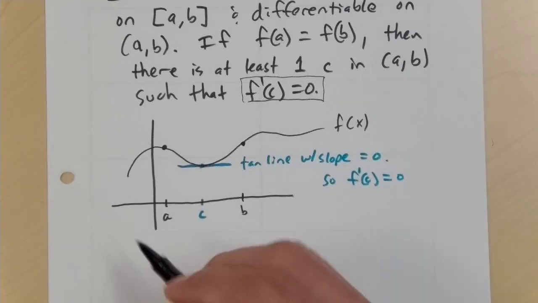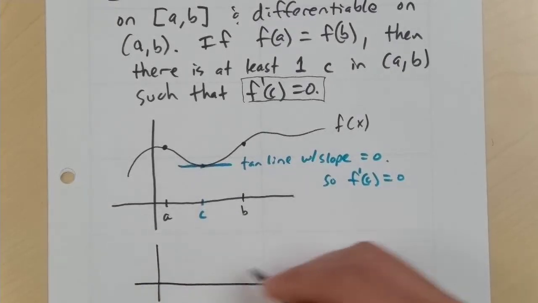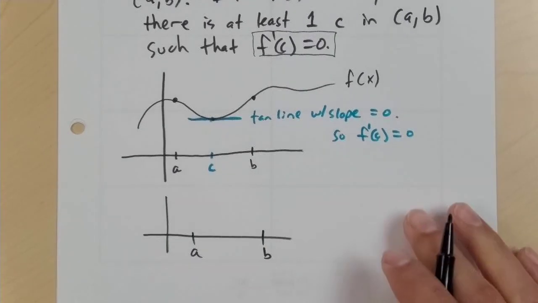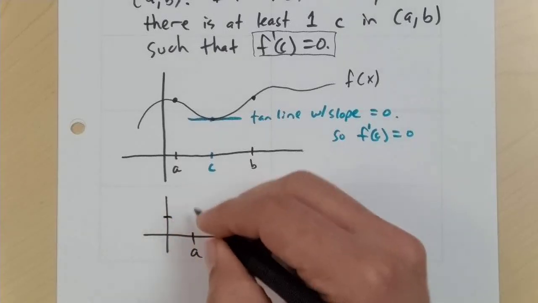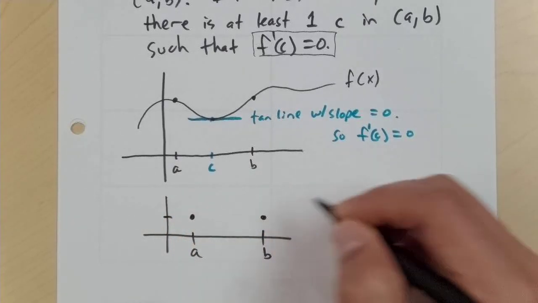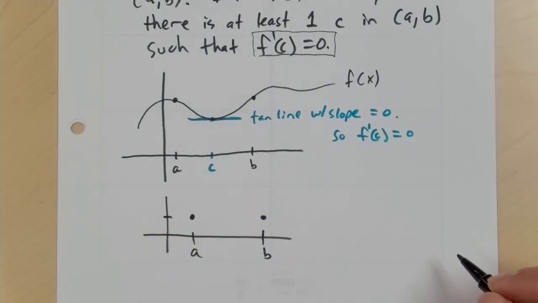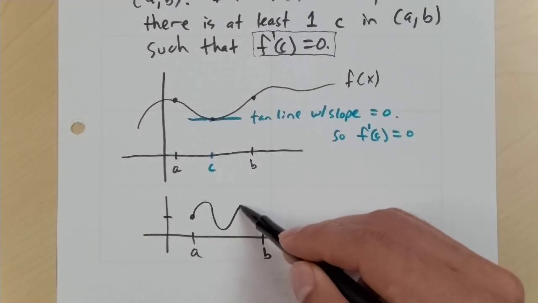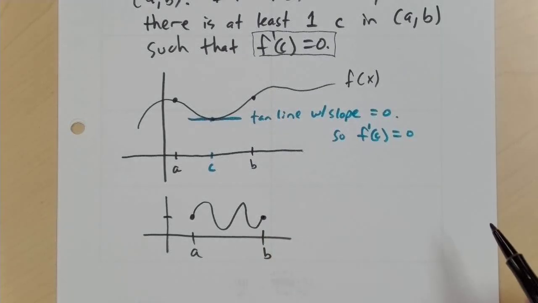Okay, just to illustrate again, let's do a slightly different picture. So let's say this is our A and B values. And let's say here is our start and end. So there's our closed interval. And let's say we do something like this. Okay?